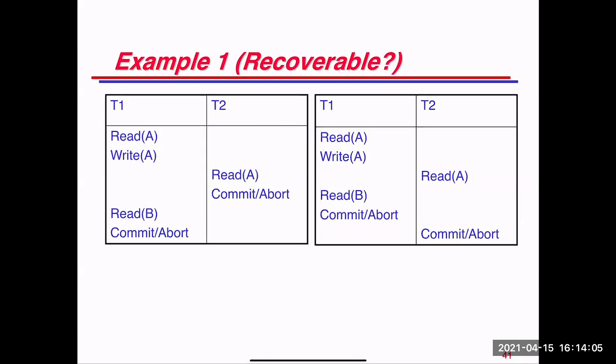So let's look at this first example here, where we have two transactions, T1 and T2. And you can see we have some reads and writes. And here we have some, so this could either be a commit or an abort, and similarly here. Of course, in an actual schedule, it's either a commit or an abort, so you can't have both like I've written here. I just want to give us the option to study the schedule in either case.